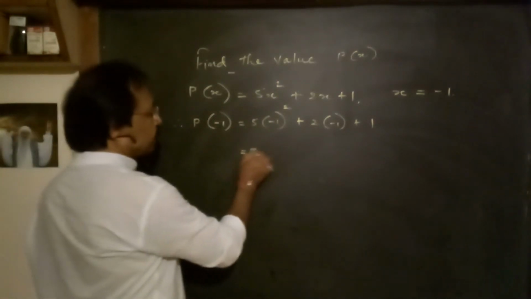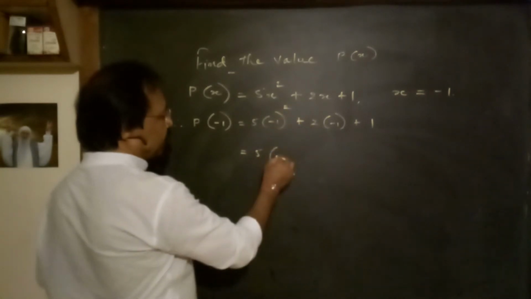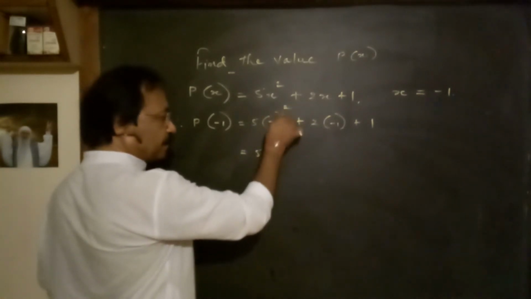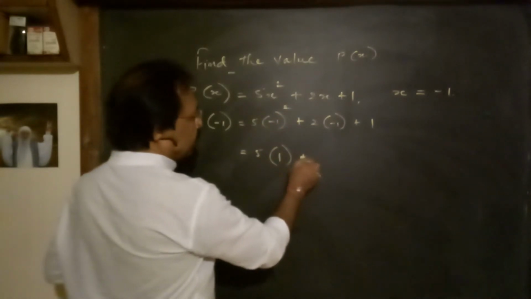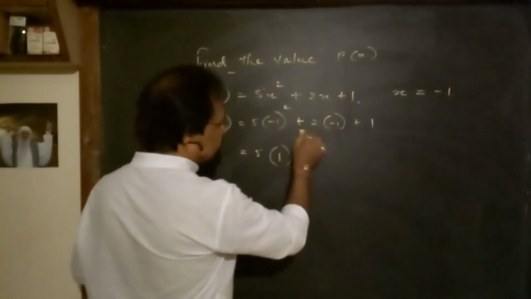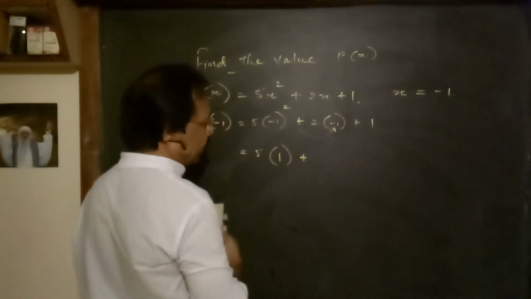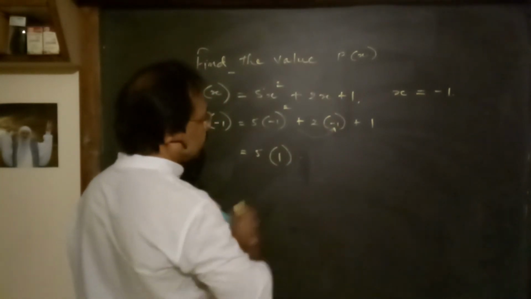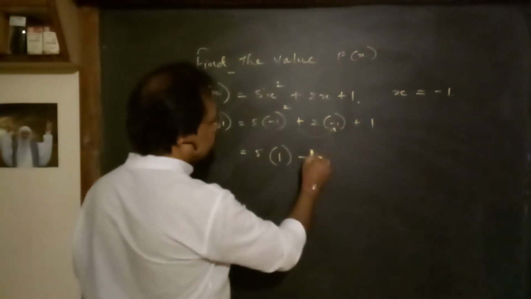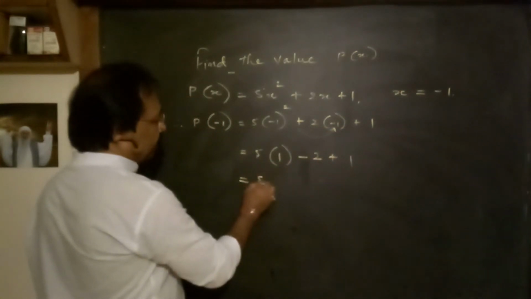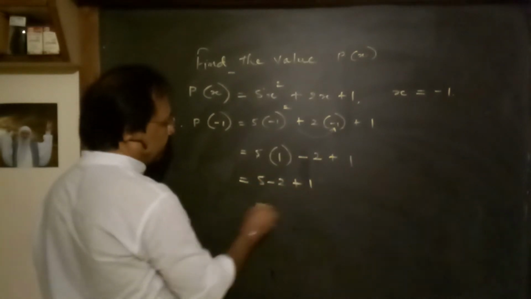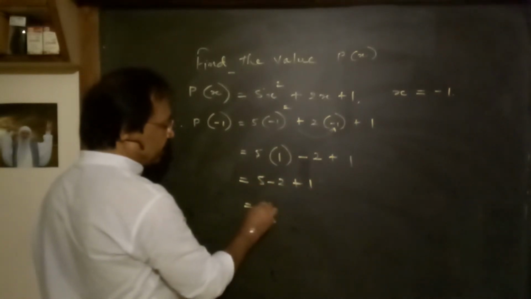Then 5 into minus 1 the whole square. Minus 1 square means minus 1 into minus 1. Minus 1 into minus 1 plus 1. 2 into minus 1, this is plus, this is minus. Minus plus minus. If you want to write directly, you can write minus 1. 2 into minus 1, minus 2 plus 1. 5 into 1, 5 minus 2 plus 1. 5 minus 2 is equal to 3. 3 plus 1 is equal to 4.